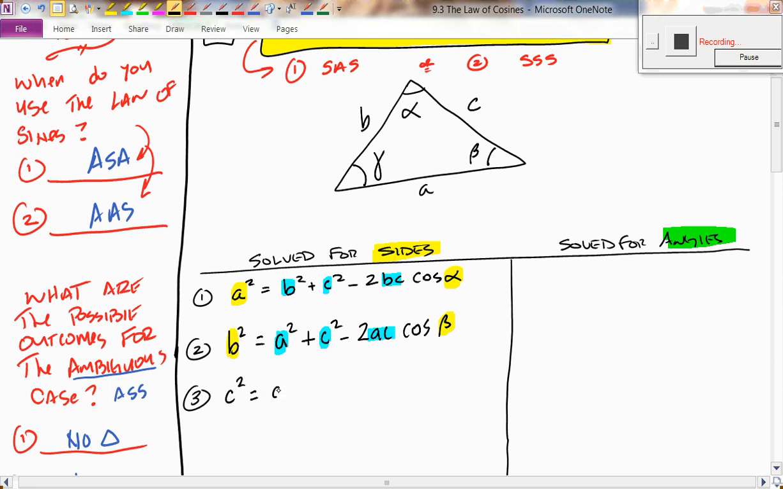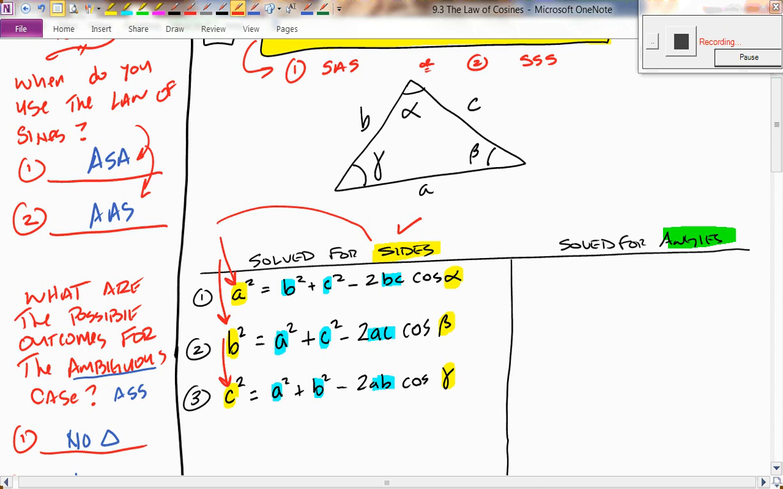There you go. A squared plus B squared minus 2AB times the cosine of gamma. So again, our side is always opposite our angle, and the two other sides that we have not yet used appear simultaneously inside the equation. And notice what I mean by when they're all solved for sides. Notice that these are all sides: side A, side B, and side C. That's what I mean by solved for sides.